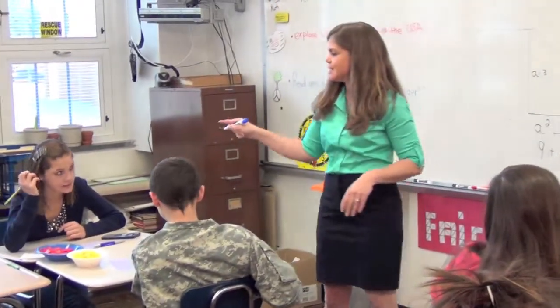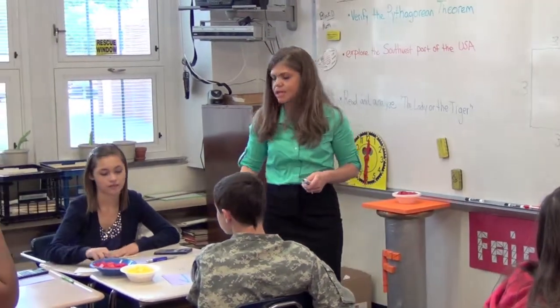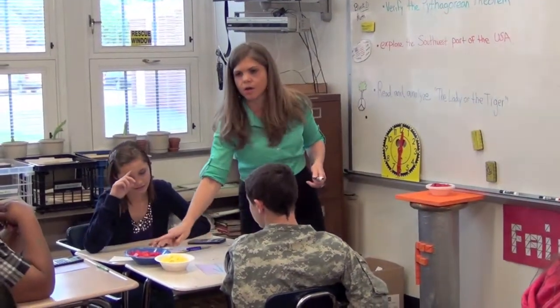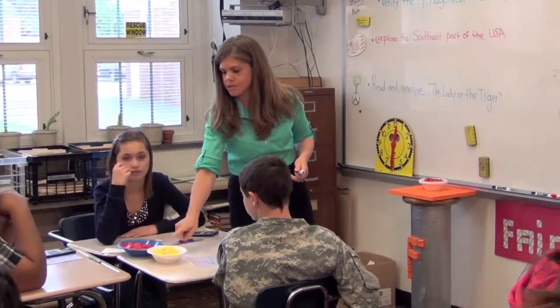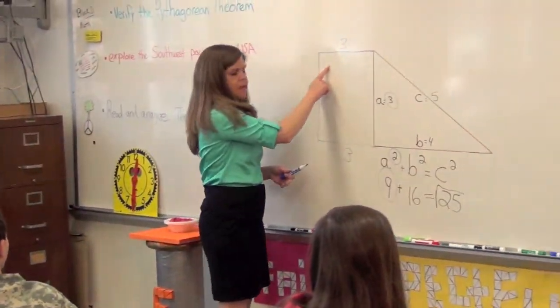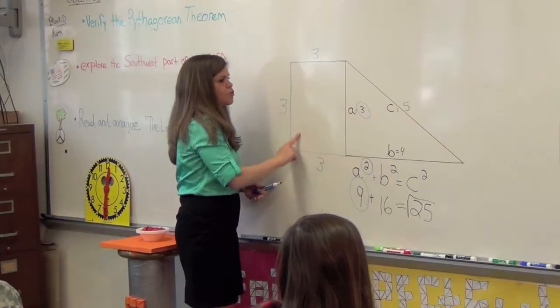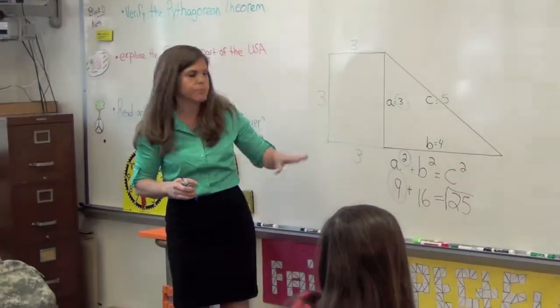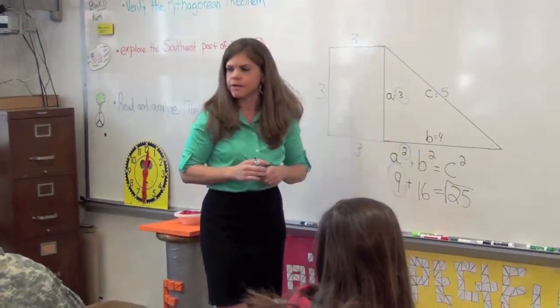What I'd like you to do is in your groups, I'd like you to create with one color of these blocks a square, 3 across and 3 down, like Michael said, off the side A. Okay, go ahead.